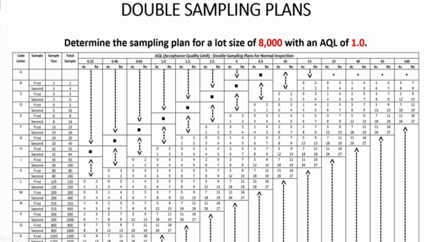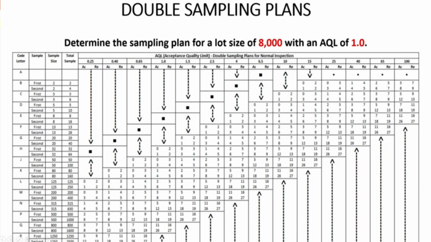So this double sampling table is obviously different than single. And let's go to our sample size code letter L. What it says here is there's a first sample and a second sample. Each of those samples have the same quantity of 125 apiece, and cumulatively, if we take both samples, we're going to end up taking 250 samples. If you think back to single sampling, we were taking a single sample of 200 units. So if we end up taking both samples, we'll actually take more than the single sampling plan.